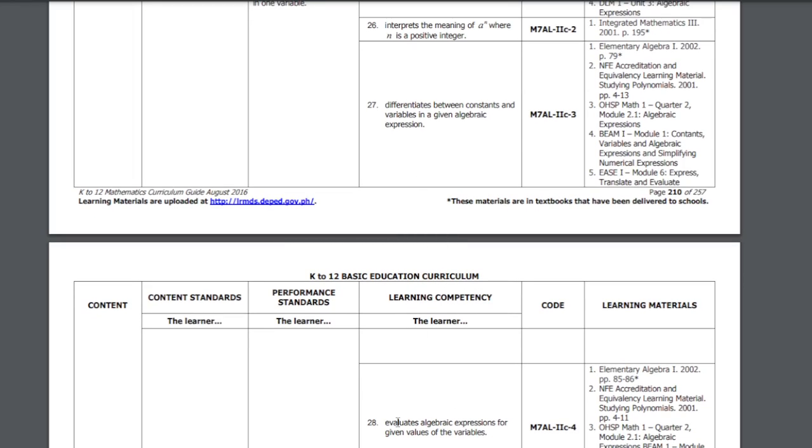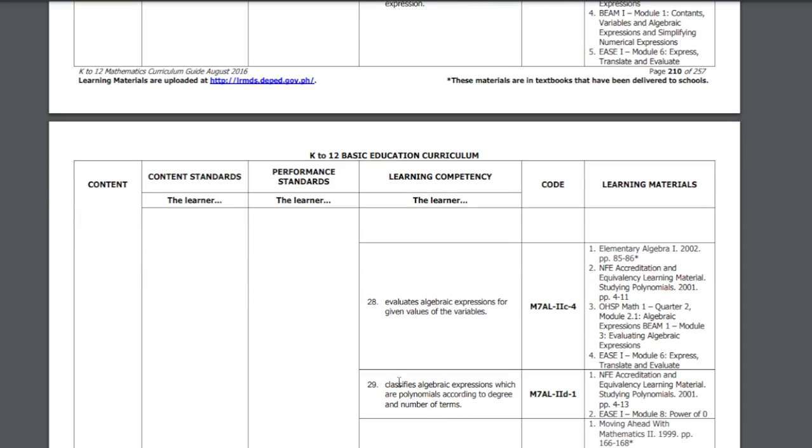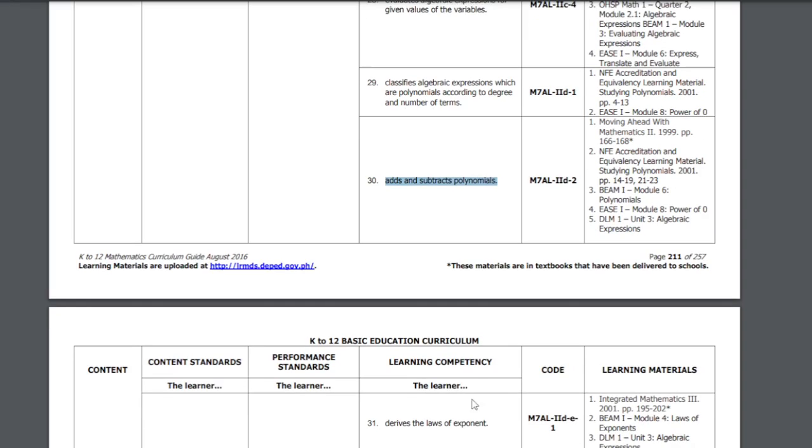Then we're going to evaluate algebraic expressions for given values of the variable. Classify algebraic expressions with polynomials according to degree and terms. Add and subtract polynomials, which can be shortened to operations of polynomials. Derive the laws of exponents.